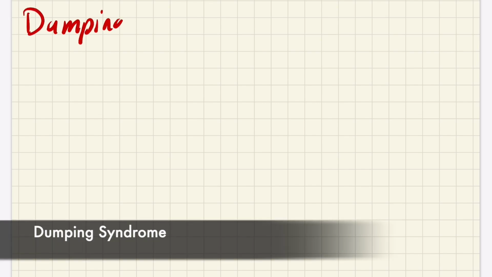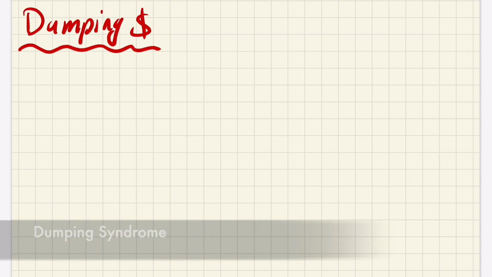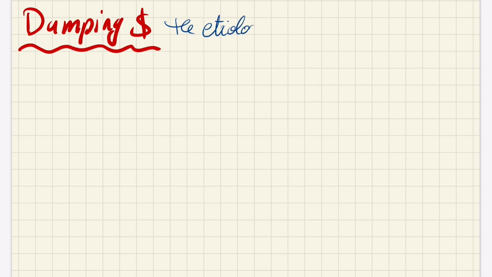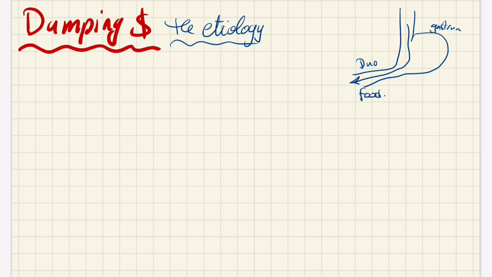Welcome back. In this video, we are going to review dumping syndrome. So, dumping syndrome is the result of rapid emptying of the gastric content into the duodenum and the small intestine. So, we have two etiologies.